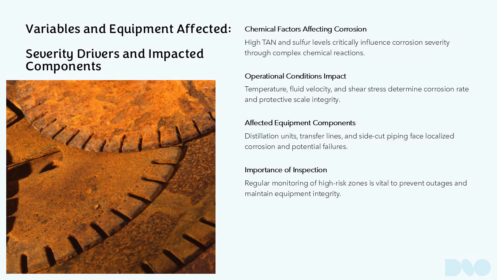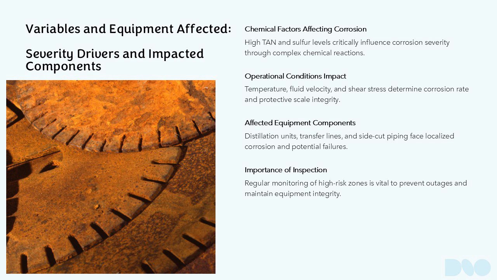The severity of NAC is influenced by multiple operational and chemical variables. High TAN values indicate elevated naphthenic acid concentrations, which significantly increase corrosion risk. Similarly, sulfur content plays a dual role. While moderate sulfur levels can help form protective sulfide scales, excessive sulfur combined with high TAN can lead to mixed corrosion mechanisms. Temperature is another critical factor, as corrosion rates escalate with increasing heat. Fluid velocity and shear stress are equally important because they determine whether protective scales remain intact or are eroded away.